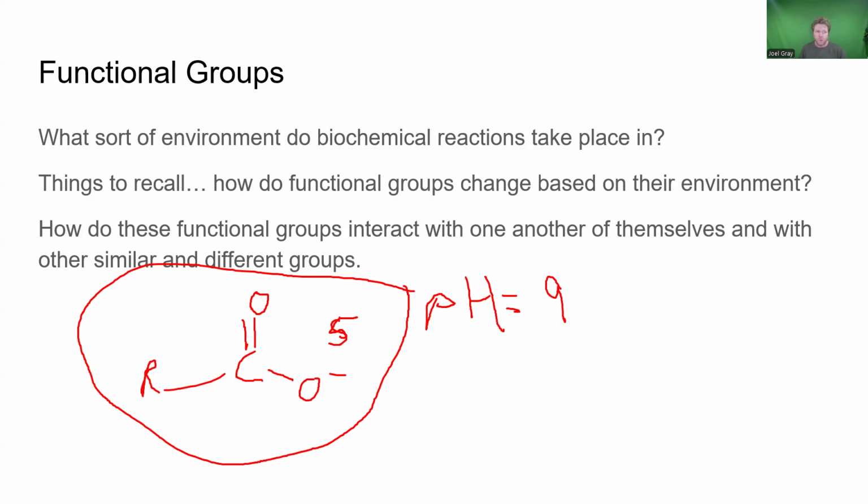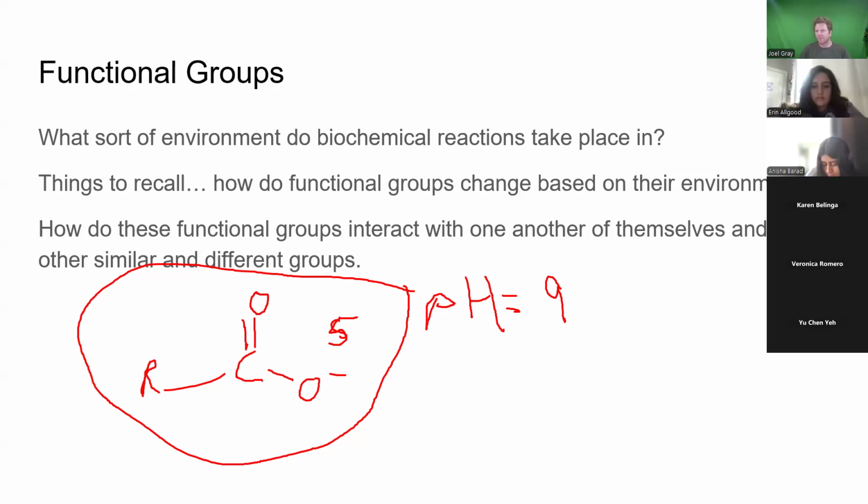Because that first question, what sort of environment do biochemical reactions take place in? Are they going to take place in something like hexane? Oh, I hope not. Butane? Oh, again, I hope not. They're not taking place in an organic environment. Biochemical reactions will take place in an aqueous environment, something where the pH of the solution might be 7.2, might be 9.